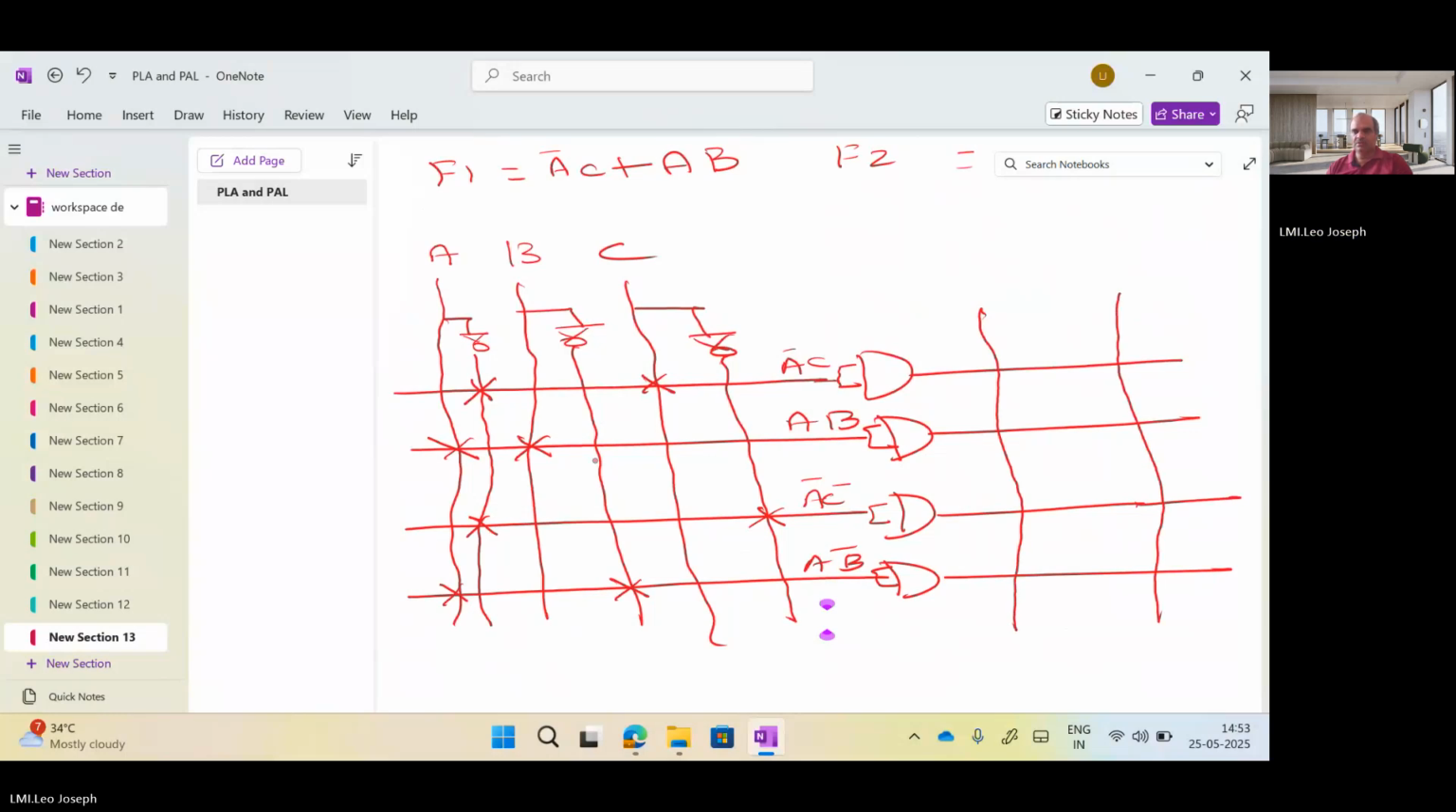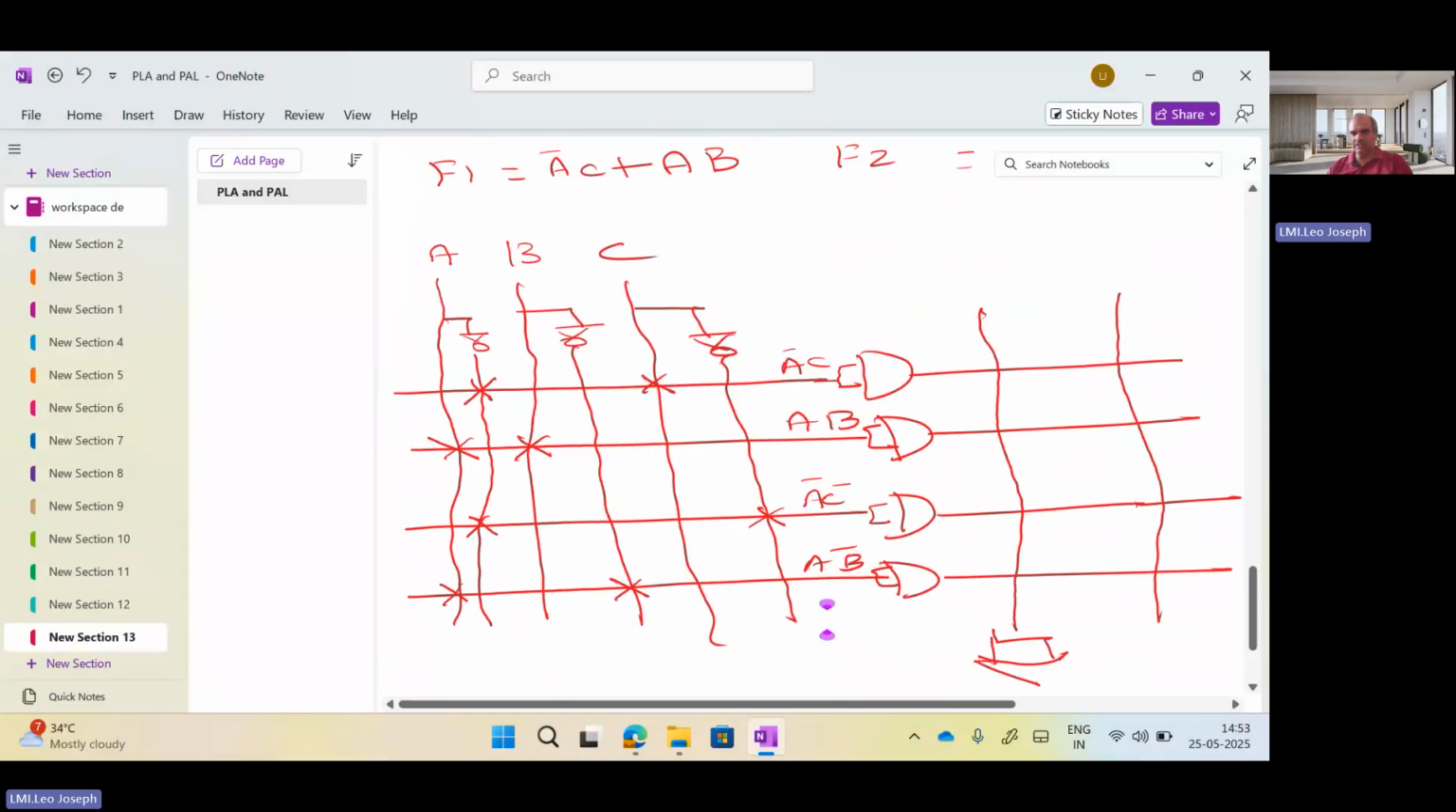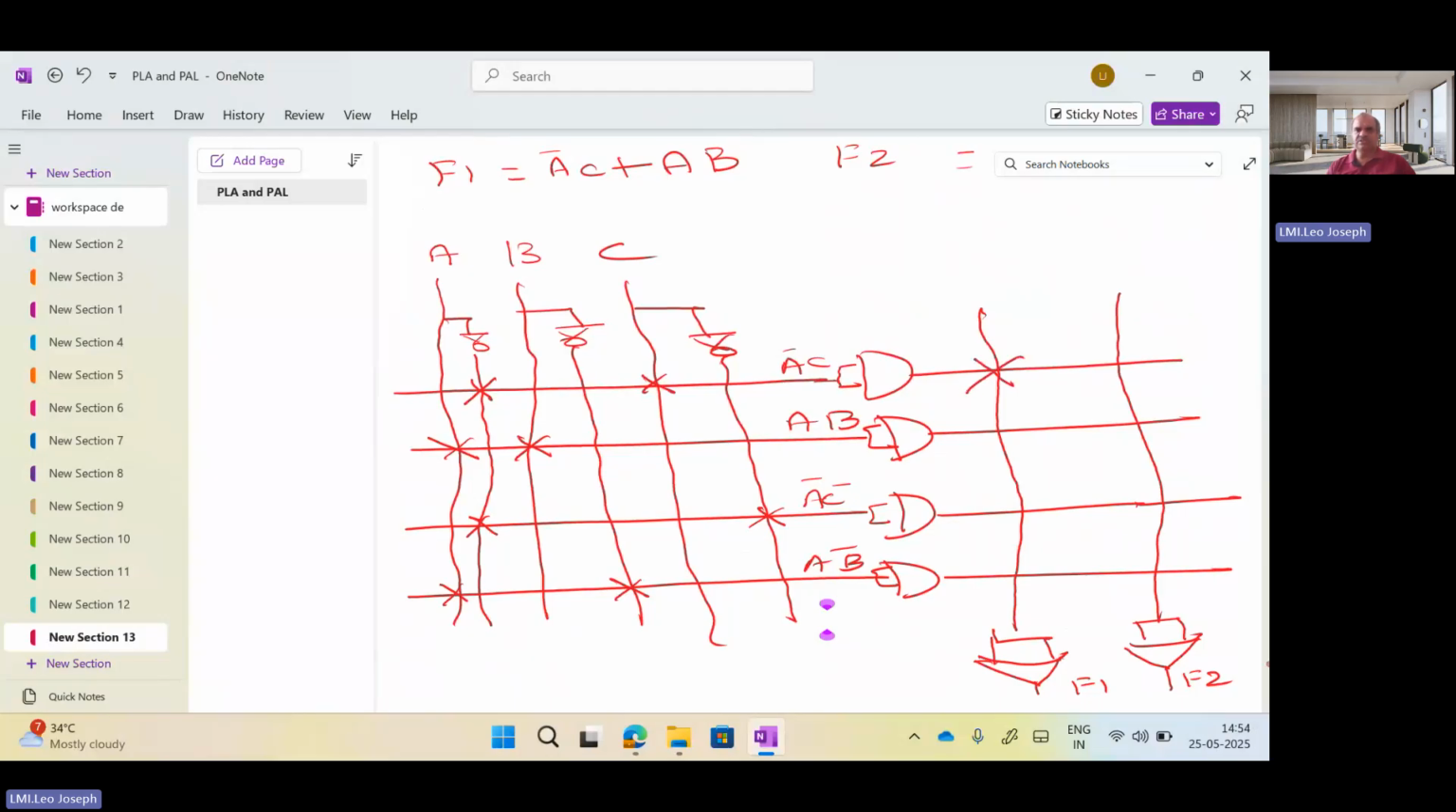No issues. So now what I am doing, I am shorting these two terminals and giving them to an OR gate. Shorting the two terminals and giving them to the OR gate. First one is called F1, second one is called F2. Fine. Now A bar C means I have to cross this, and then AB means I need to cross this. So here you can see this is also programmable. Already this structure is available, just you need to fix the fuse wherever you want.